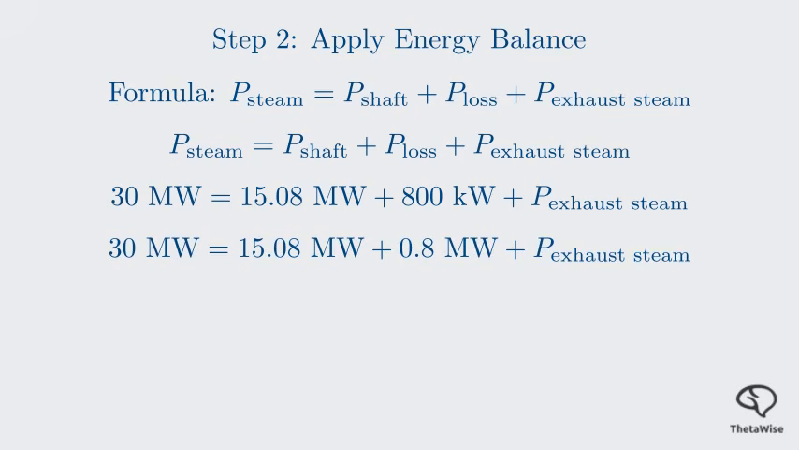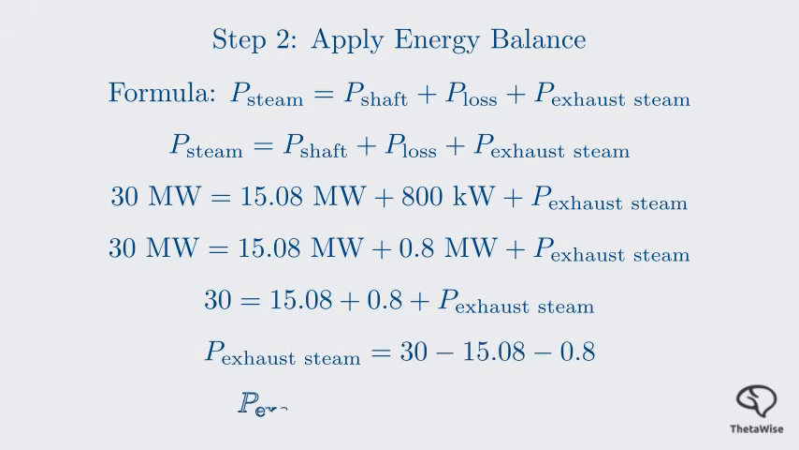So our equation becomes 30 equals 15.08 plus 0.8 plus the power in the exhaust steam. Now we just need to rearrange the equation to solve for our unknown. To find the exhaust steam power, we subtract the work and heat loss from the total input power. This gives us 14.12 megawatts.